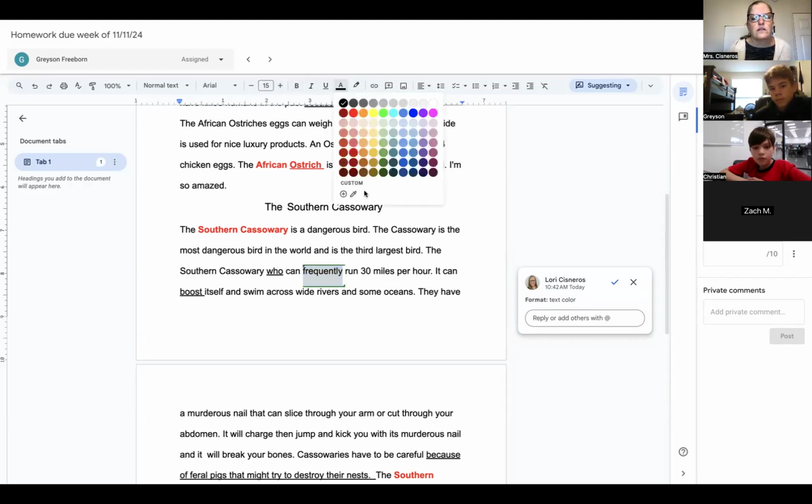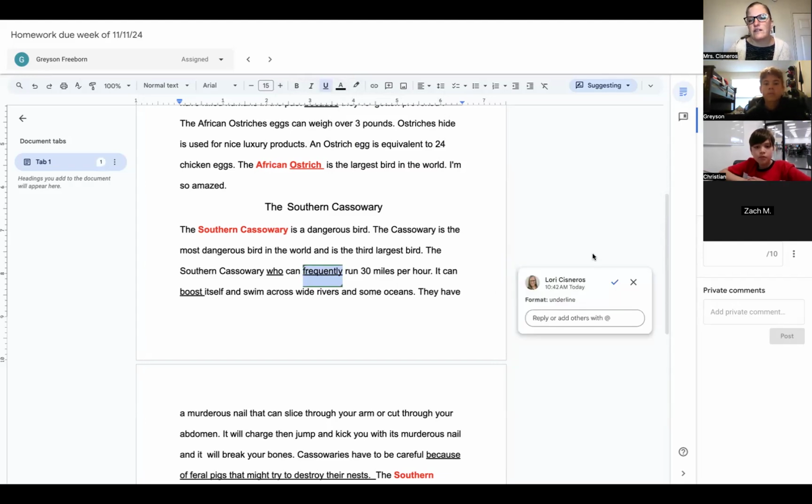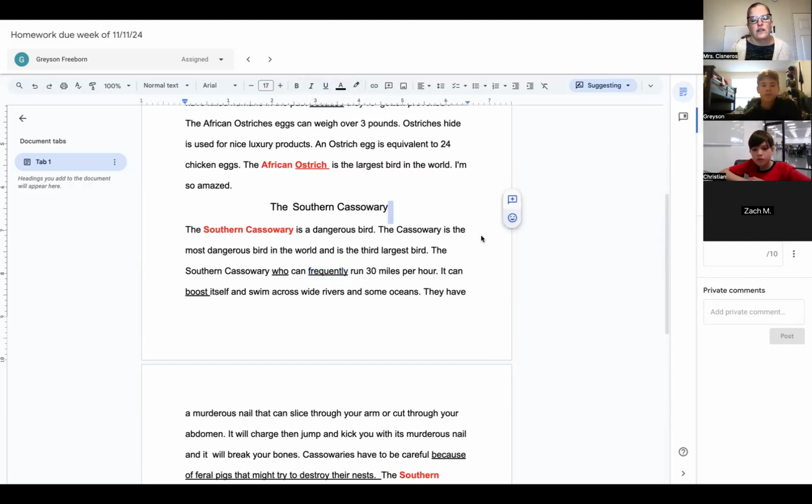Font. I thought that was black. Oh, I have to check it. There. And then underline it. Check that. There. So that's how that should look. Okay, Grayson. Just keep it regular black font, or color, and then just underline those words.